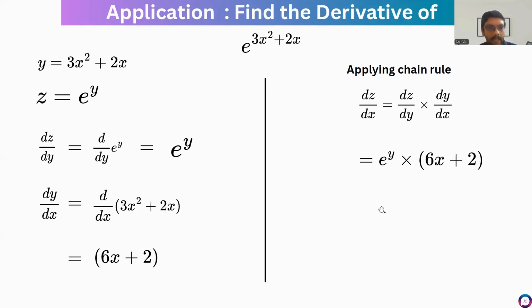Now you can stop right there, but given we want this in terms of x, it looks better if you've got the derivative with respect to x in terms of x, right? So you substitute for y, because we've created that variable. I'm just going to rearrange the way it looks. I'm going to take 6x plus 2 outside, to the left-hand side, and say e to the power of y, and substitute for y. y is 3x squared plus 2x. Got that. So this is now the derivative of this expression.